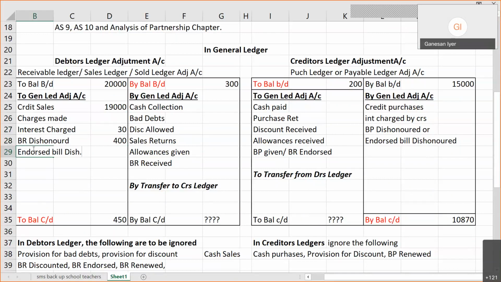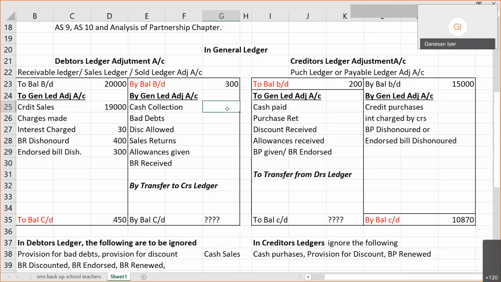That is one entry, which will be like debtors account debtor to creditors account. Endorsed bill dishonored, debtors account debtor to creditors account. Hope you remember the bills of exchange chapter. Debtors account debtor to creditors account. How much? 300.